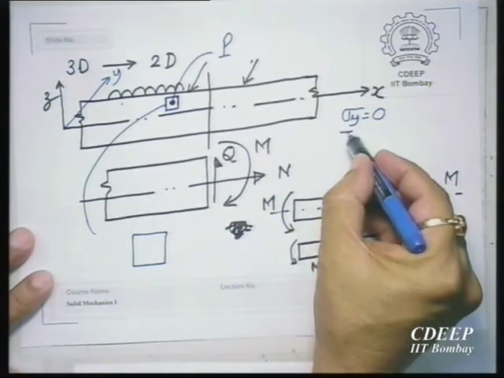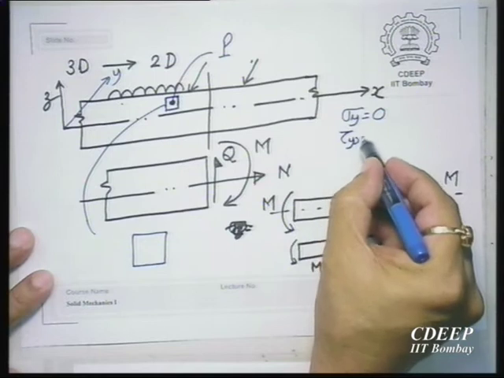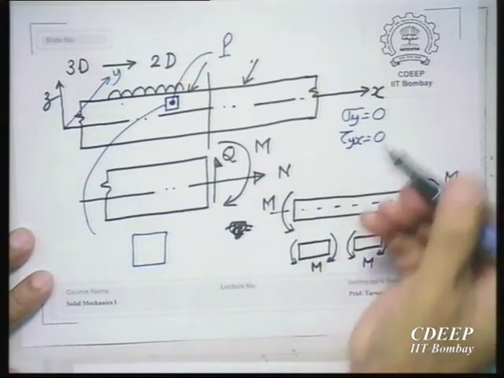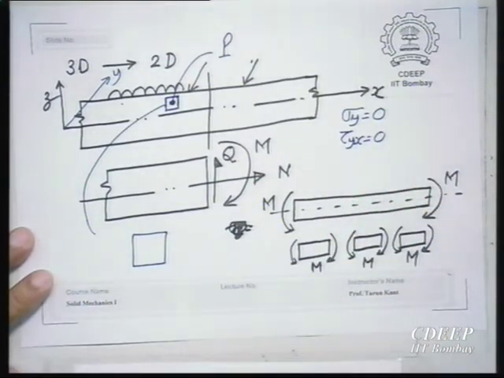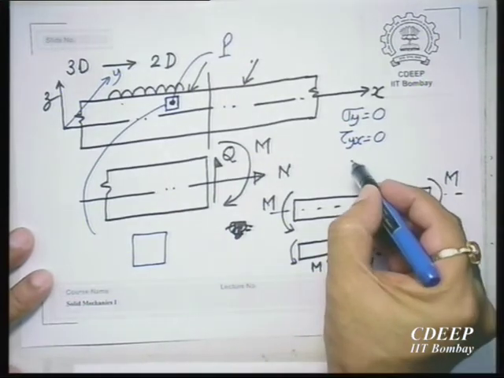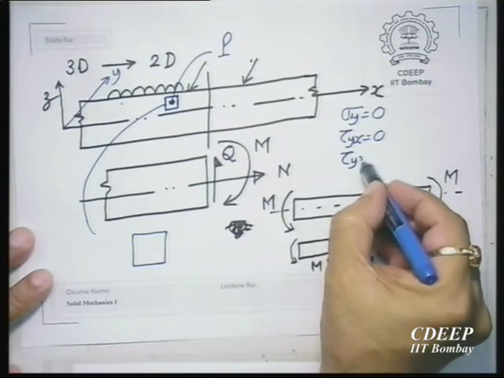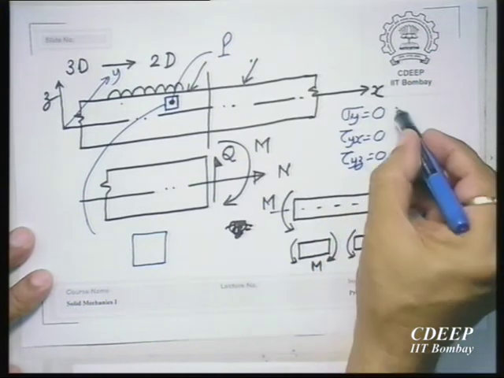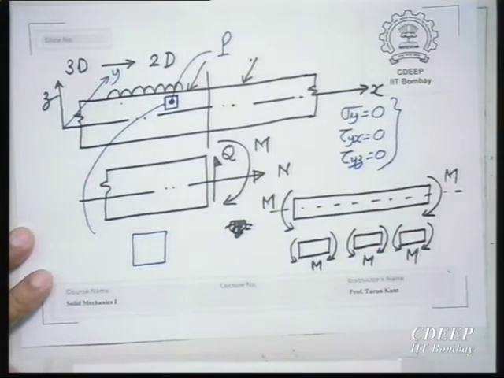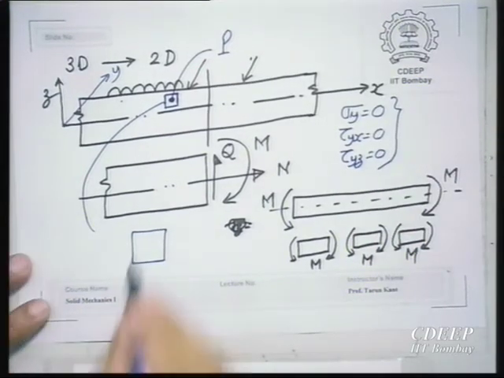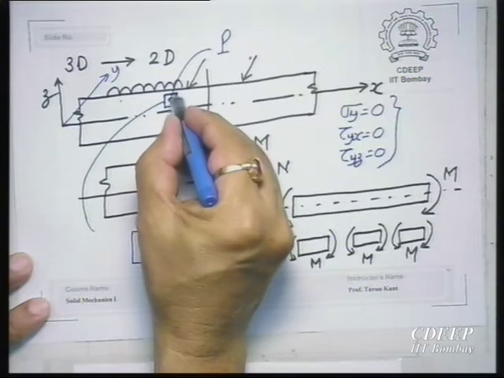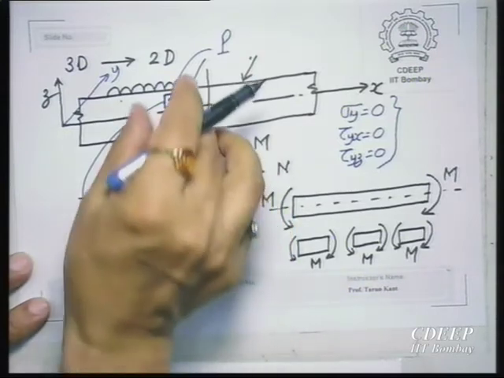Then tau yx, so that means all the stresses that act on a y plane will be 0. What are the three stresses that act on a y plane? Because on any plane you have sigma, tau x and then y, z. So, these three are 0.